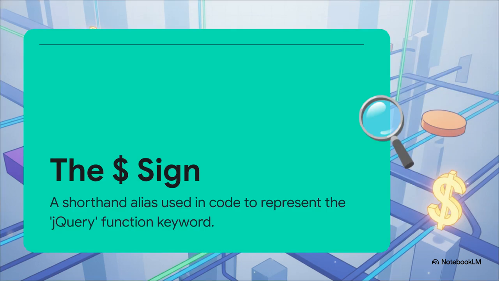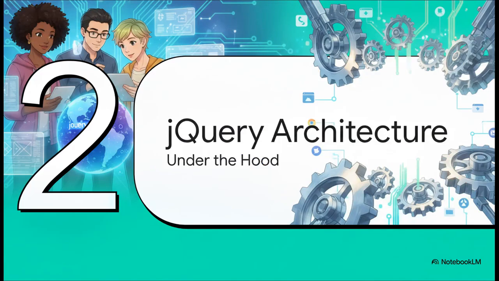Well, that brings us to the famous $ sign. The really crucial thing to remember here is that this is simply an alias. It's just a way of telling your code, hey, we're using jQuery here. You could literally type out the full word jQuery every time. They're completely interchangeable. But as developers, we love efficiency. So the $ sign acts as this perfect little shorthand to save our keystrokes and just cut down on all that visual clutter.